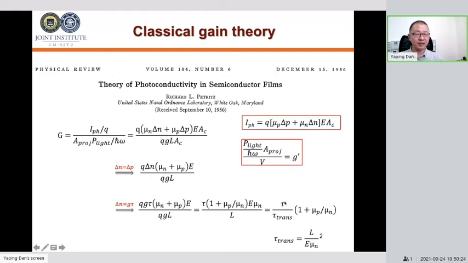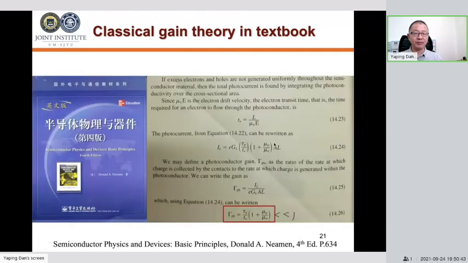So this is the classical gain theory of photoconductors, and this theory has been widely accepted in the research community. For example, there is a pure English textbook, Semiconductor Physics and Devices: Basic Principles, fourth edition, by Professor Donald Neamen. On page 634, you have this equation.